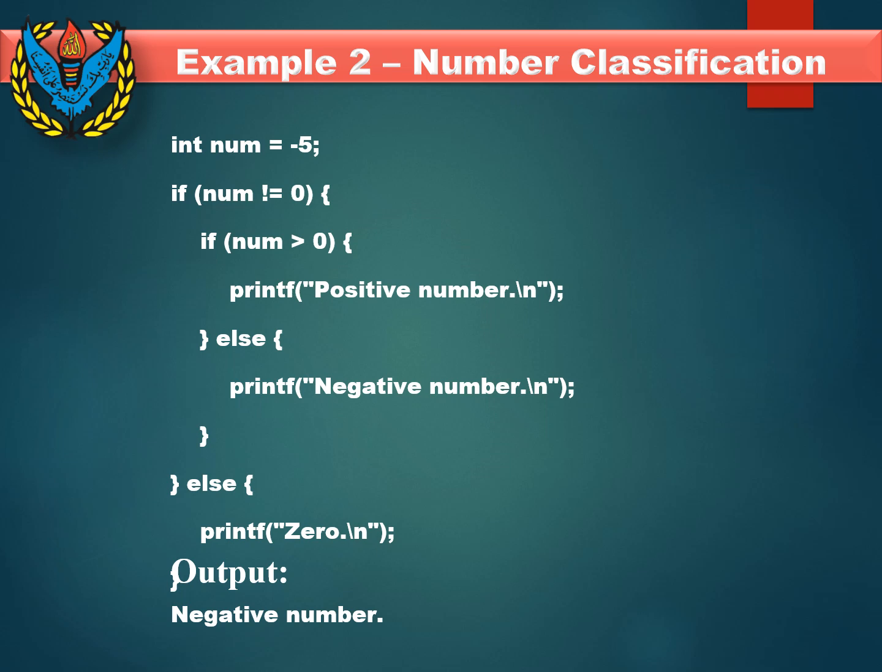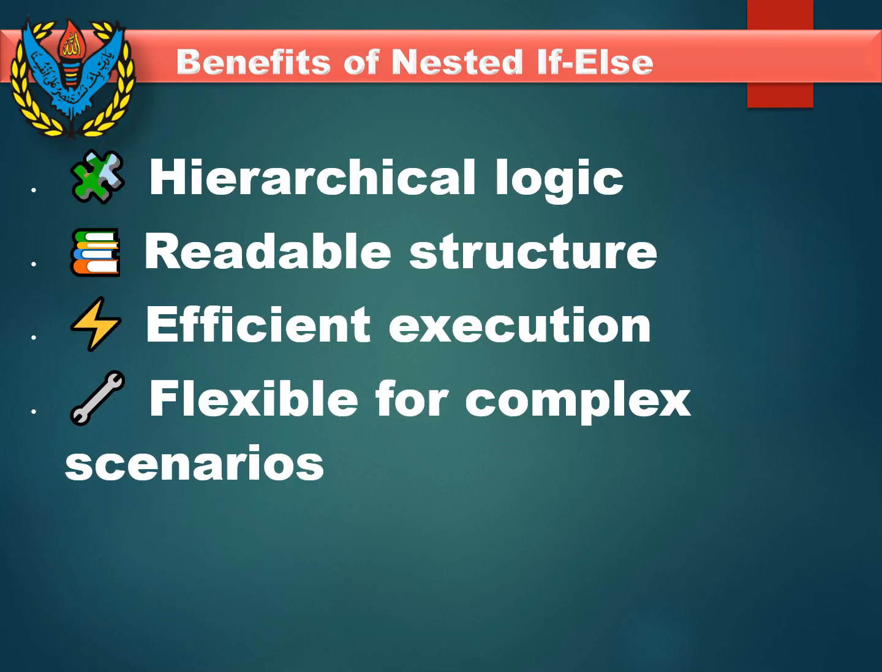In the nested if condition, if num is greater than 0, this condition is false because the value of num is -5. So the else part of this program will execute. It will give the output negative number, as it is shown in this slide. So the output will be negative number. So this is how a nested if else statement works.